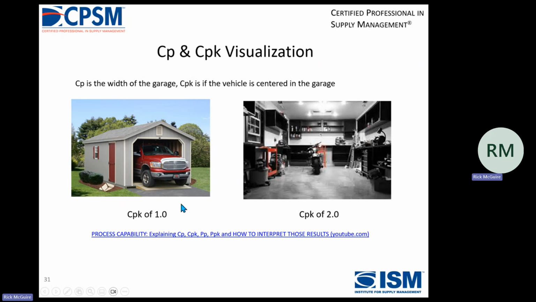So CP and CPK, this would be a CPK of 1 and a CP of 1. You're just barely inside the limits, but it's within the limits, but it's very easy to go out here. This is a CPK of 2, which is 6 sigma. You can park anywhere in here and you're not going to go outside the limits.